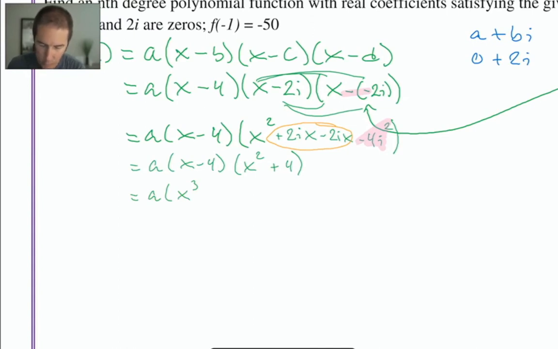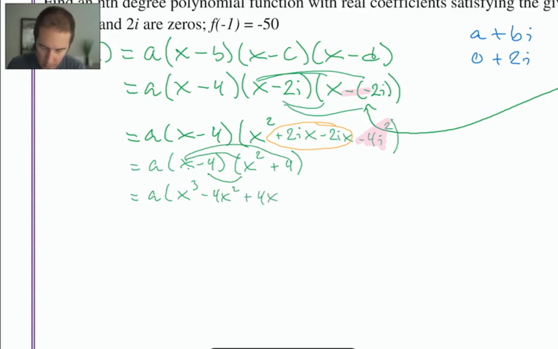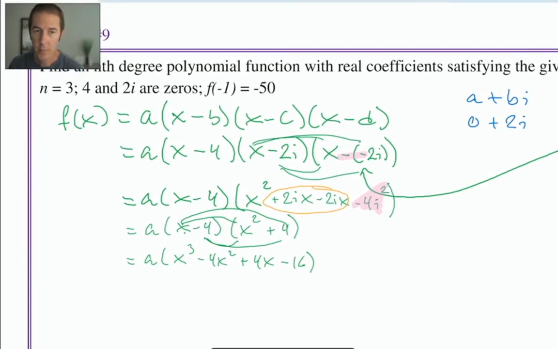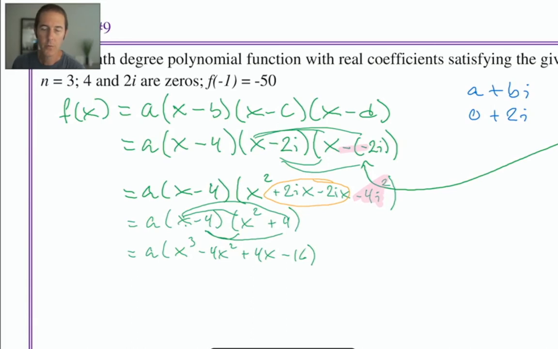I'm going to FOIL out of order here. That was the firsts. Now I'm going to do the inners in order to get minus 4x squared. And then I'm going to do the outsides, giving me a positive 4x. And then I'll do the lasts to get minus 16. That way my exponents are already in descending order, to the third, to the second, to the first, and then my constant value. This is getting pretty close to looking like a polynomial. We've used all of the given information. The only other thing I could do is distribute multiplication by a, which I'm not going to just yet.